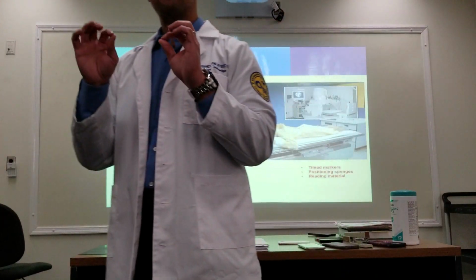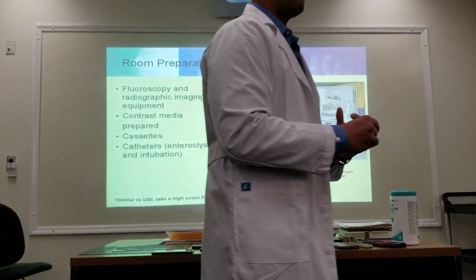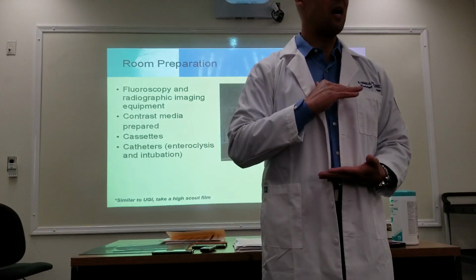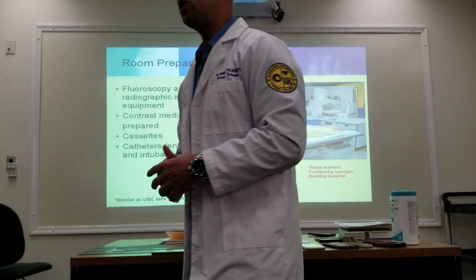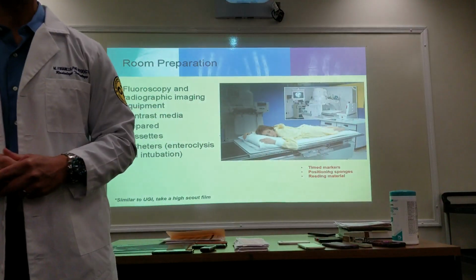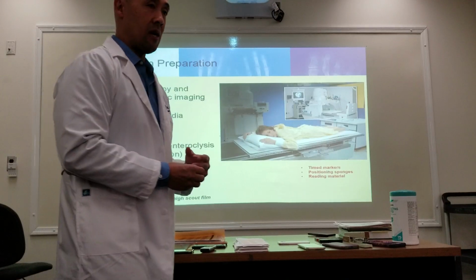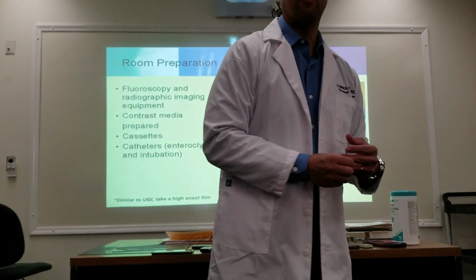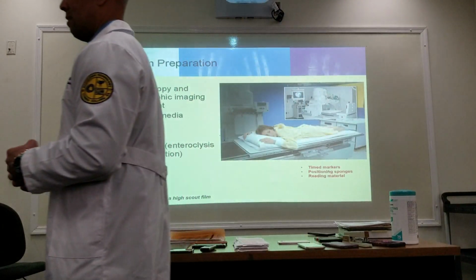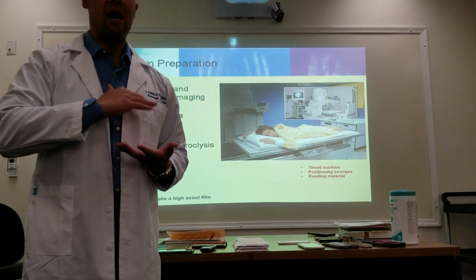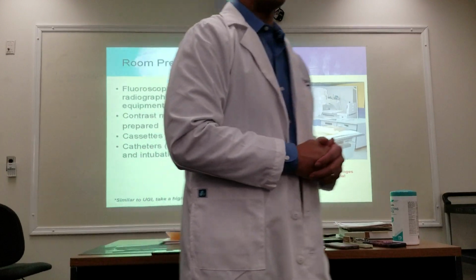it's slightly different from the KUB that you know. It's the same, but instead of centering at the crest, we're centering a little bit higher. So it's going to be about 1.5 inches to 2 inches above the crest for your scout for an upper GI. 1.5 inches to 2 inches above the crest. Because the stomach is up here, it's in the upper abdomen. So we're going to do a high KUB.